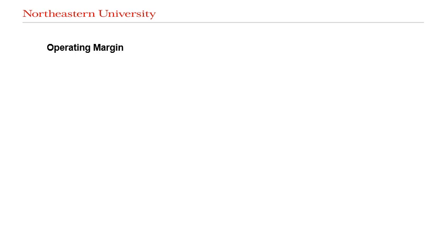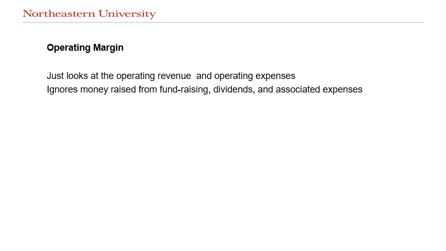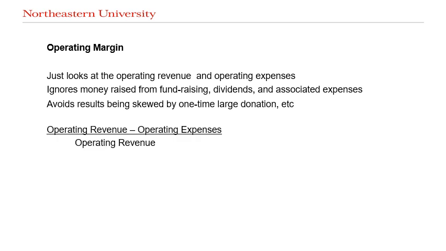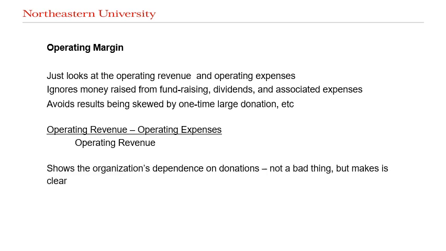So the next figure is an operating margin, which just looks at operating revenue and operating expenses and ignores all your money from fundraising, dividends, and their associated expenses. So it avoids the problem of your results being skewed by that one-time large donation. And the formula is operating revenue minus operating expenses divided by operating revenue.